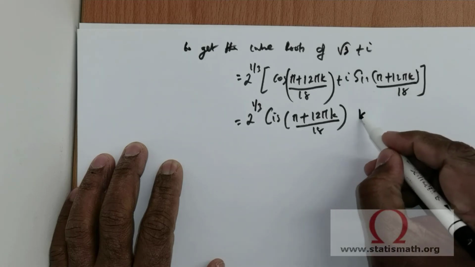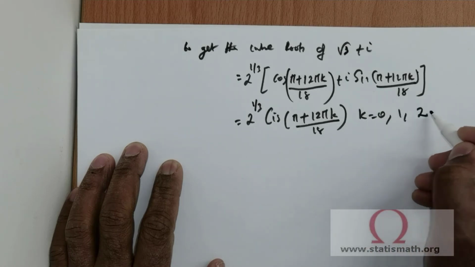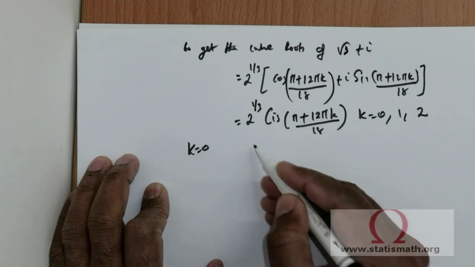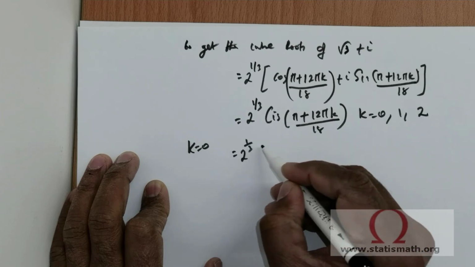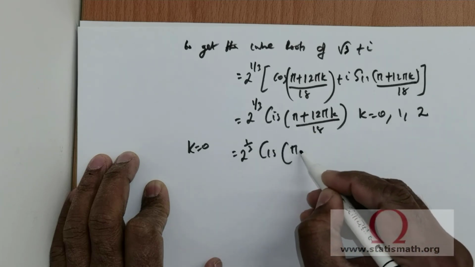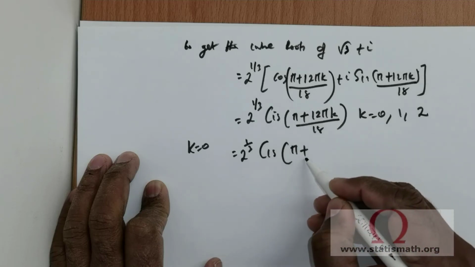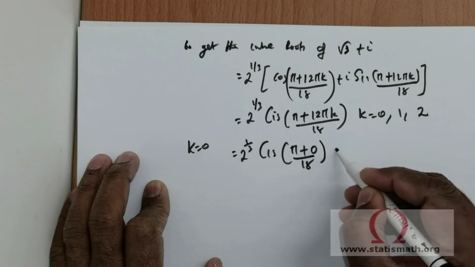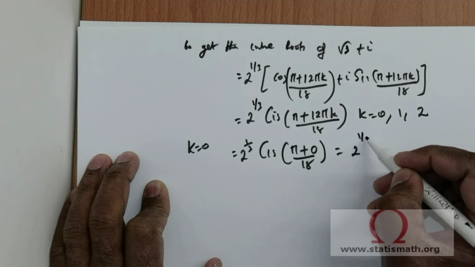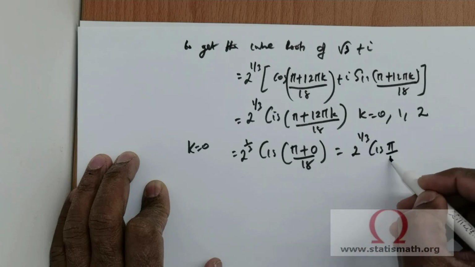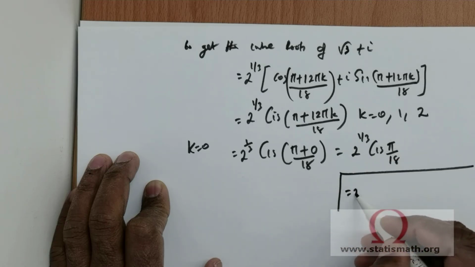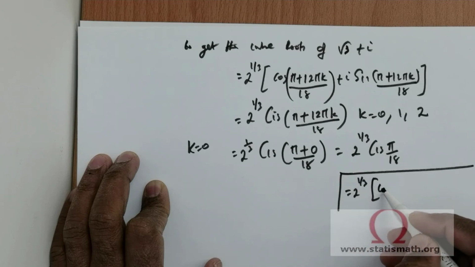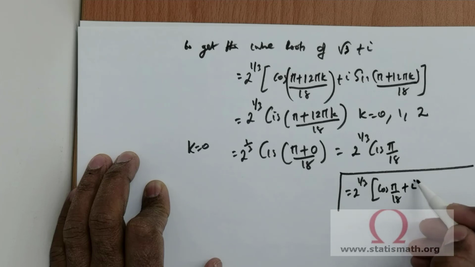Now, the values that k would be taking are 0, 1, and 2. So let us do that. When k is equal to 0, the first root would be 2 raised to the power of 1/3 cis of (π + 0)/18, so this term goes away. I can write this as 2 raised to the power 1/3 of cis of π/18. Just for your clarity, this is nothing but 2 raised to the power 1/3 of cos of π/18 + i times sine π/18. So that is the meaning of this representation.